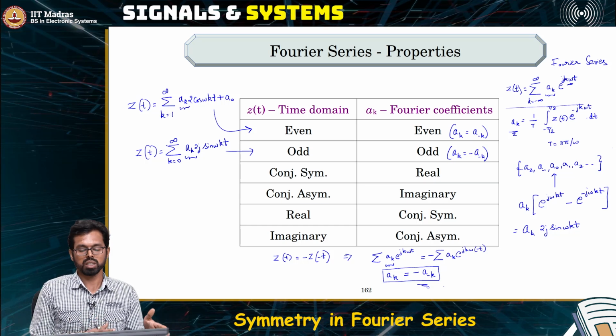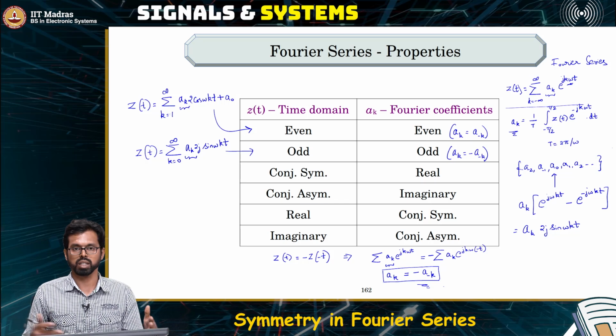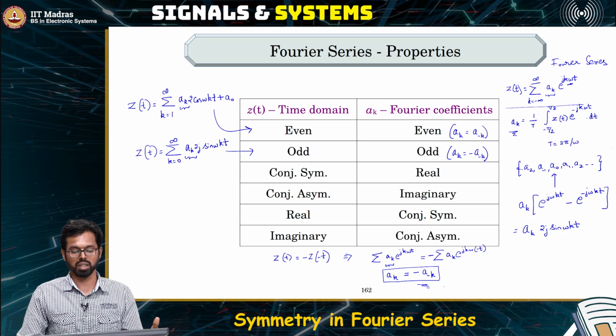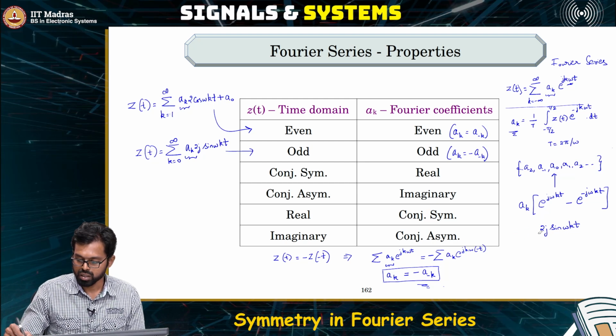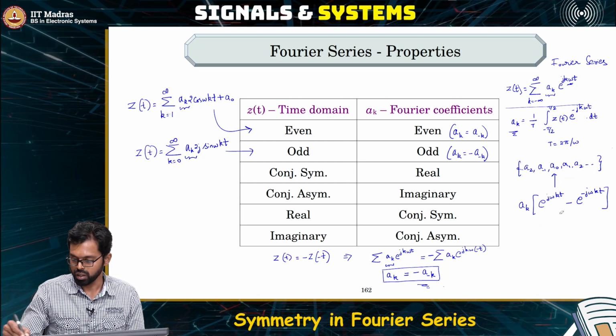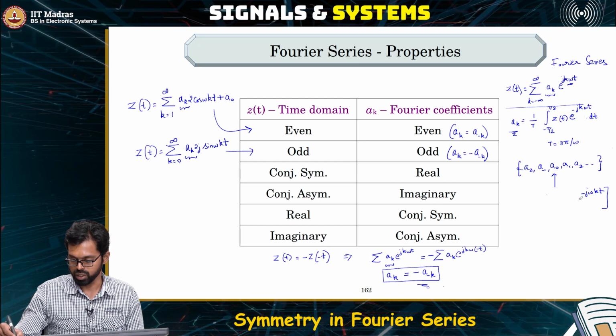So you can express an odd signal only in terms of another odd signal. You can express an even signal only in terms of another even signal. And that's exactly what we are saying here. So there are other interesting properties that we can observe for these Fourier series coefficients.